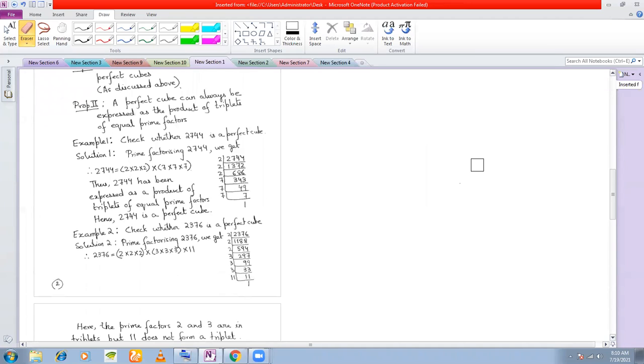Moving on to the next property, and a very important property, just as in the case of squares, the property here is a perfect cube can always be expressed as a product of triplets of equal primes. Any perfect cube can be expressed as a product of triplets. If you remember, in the case of squares, what was the property? That any perfect square could be expressed as a product of pairs of equal primes, isn't it? In the case of cubes, you have a product of triplets of equal primes.